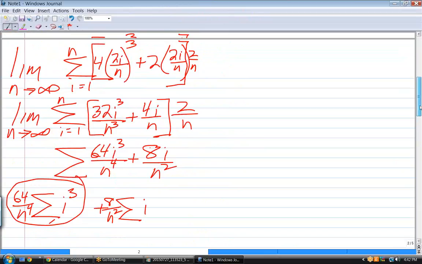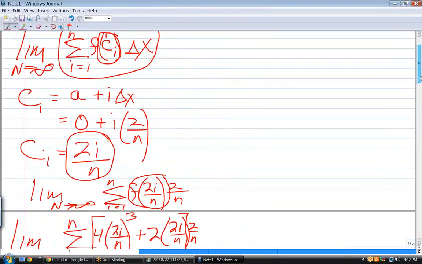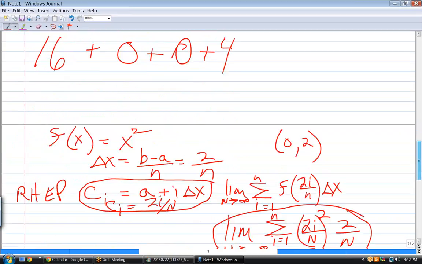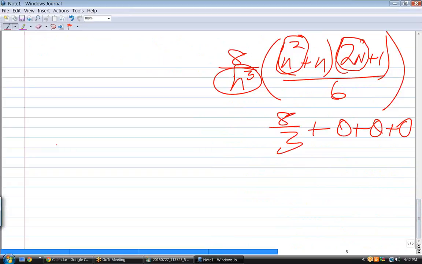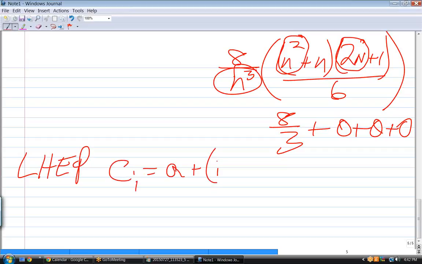And remember that we got the right-hand method by using this formula. It's only the right-hand endpoint where c sub I is equal to a plus I times delta x. For the left-hand endpoint method, c sub I would be equal to a plus I minus 1 times delta x.